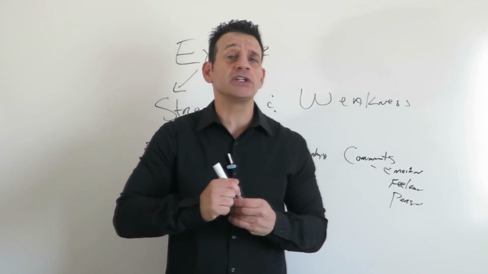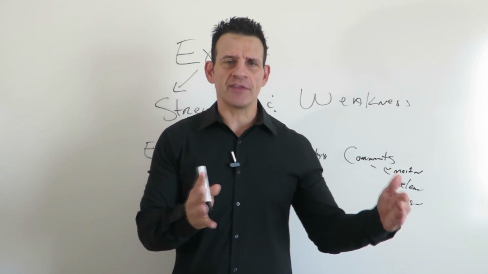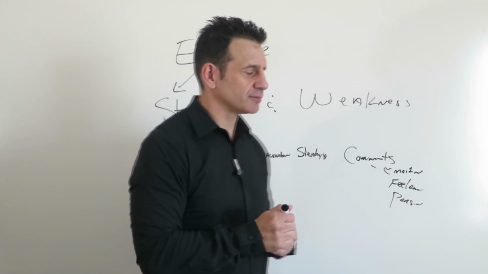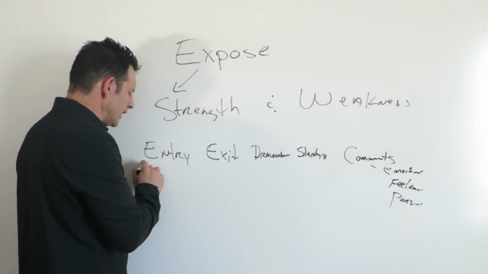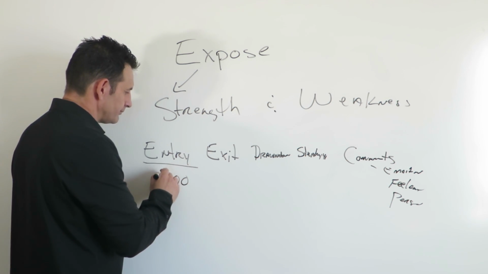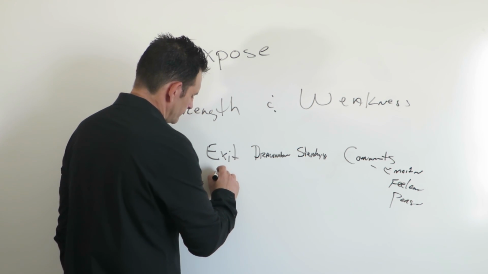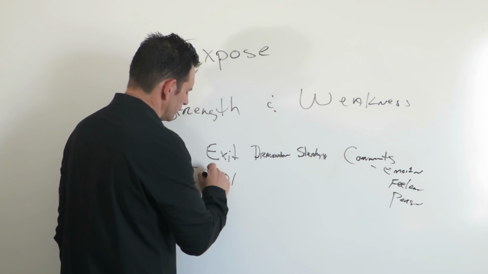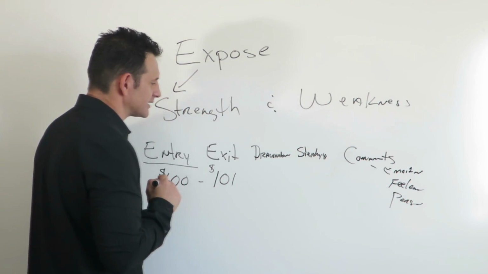So let's review this real quick and show you how this all ties in together, so hopefully it makes a lot of sense to you. So when you enter something, let's say you bought this stock for $100, okay? And then you sold it for $101. I'm going to give you $1 profit because I'm a nice guy, okay?